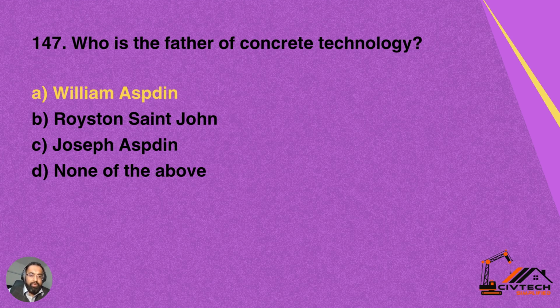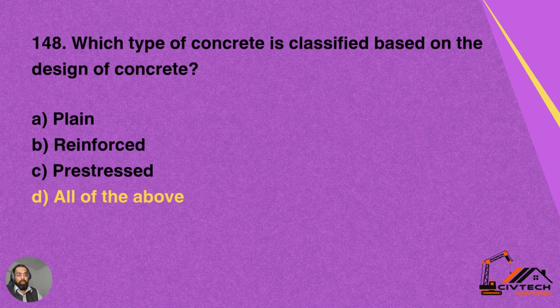147. Who is the father of concrete technology? Option A, William Aspdin. B, Royston St. John. Option C, Joseph Aspdin. Option D, all of the above, or none of the above. So option A, William Aspdin is the correct answer. He was the father of concrete technology. So A is the correct answer for this question.